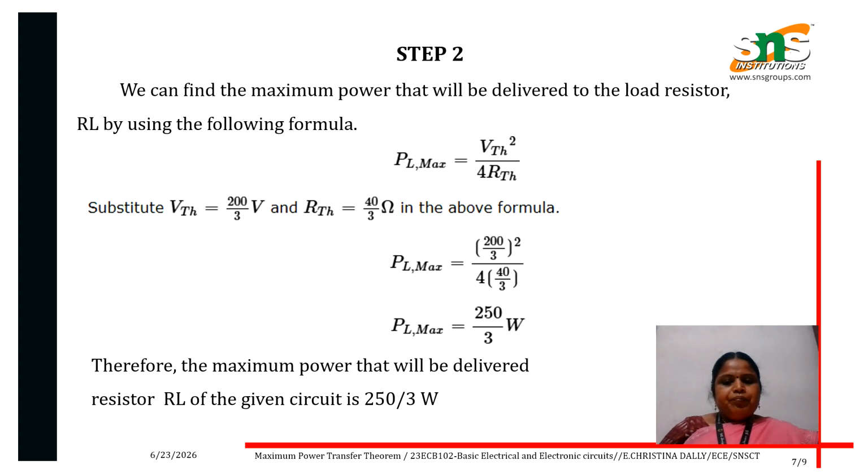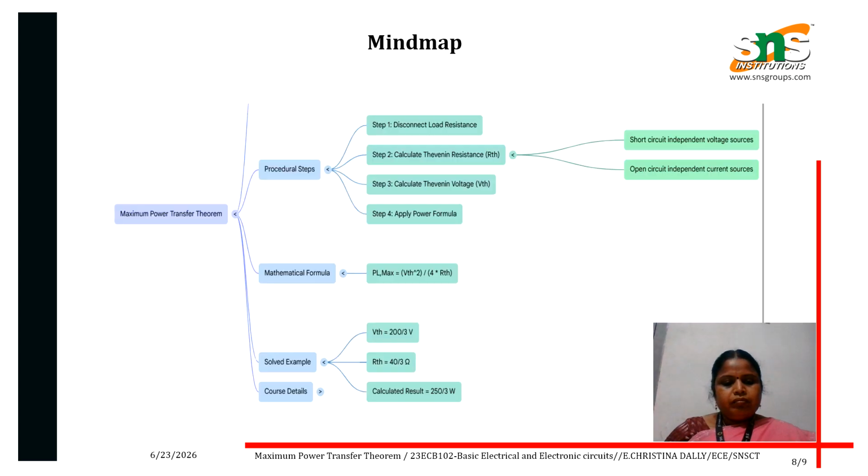In step 2, we measure how much power will be delivered to the load resistor by using the formula. We know the formula is VTH squared divided by 4 RTH. Here VTH is equal to 200 divided by 3 and RTH is equal to 40 divided by 3. Substituting in the formula, we get 250 divided by 3 watts. So the maximum power delivered to the load resistor is 250 divided by 3.